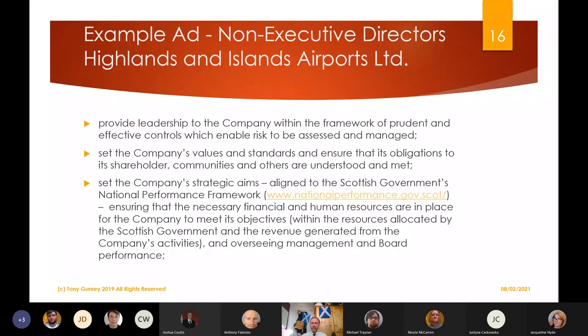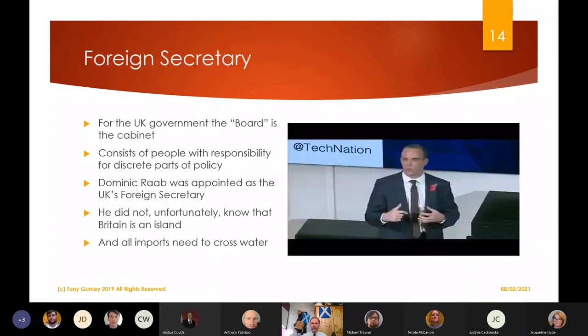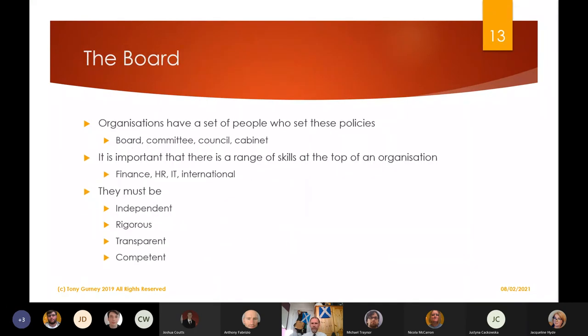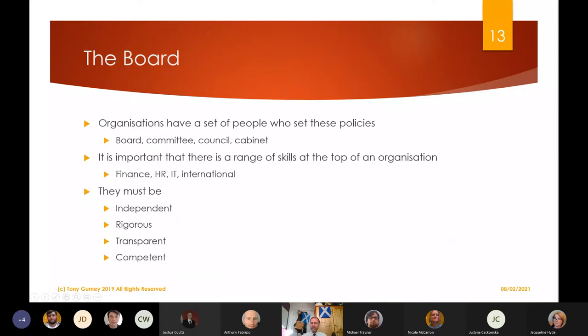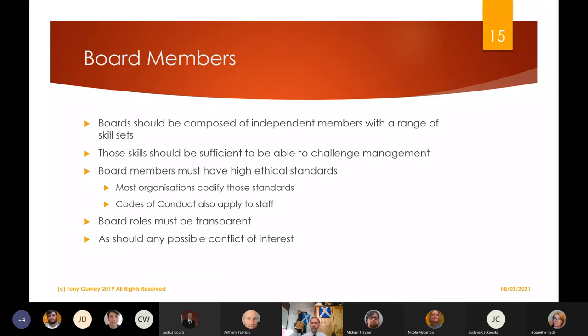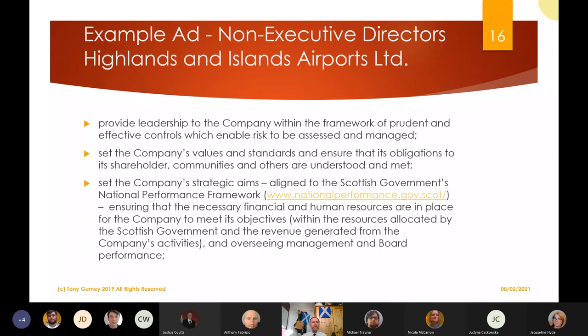But it's just within that framework. So we spoke earlier about setting up a framework. Explicit and implicit contracts. So that's the framework that exists, and you have to provide leadership. Somebody's alarm going off. Leadership within that framework. And you have to set values and standards. Remember, this is verbatim from this advert.